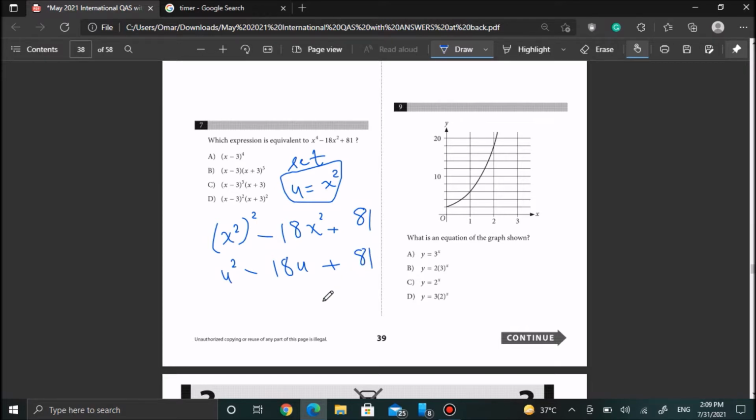Okay. Two numbers whose sum is 18 and whose product is 81, obviously 9 and 9. And since this is plus, both parentheses will have the same sign as the middle. So u minus 9 squared. So yeah, that's how it's going to look like. Good. So basically u is equal to 9 under all conditions.